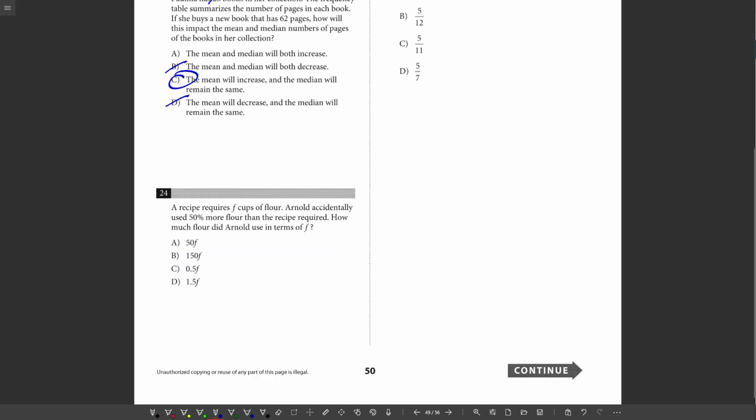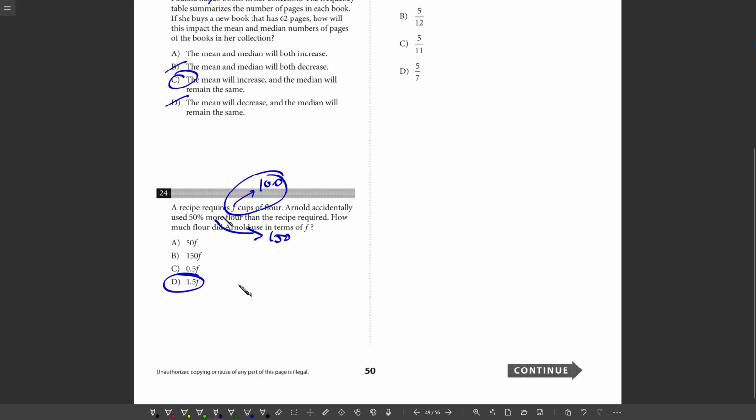24, a recipe requires F cups of flour. Arnold accidentally used 50% more flour than the recipe required. How much flour did he use? So let's just plug in a number. Let's imagine F is 100. So if he used 50% more flour, that means he used 150 cups instead of 100. So which of these choices, when I plug in F as 100, gives me 150? I can see it's choice D.